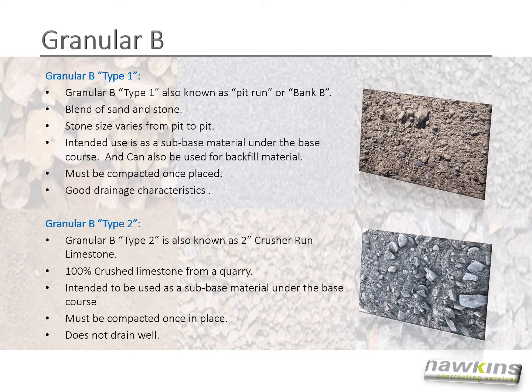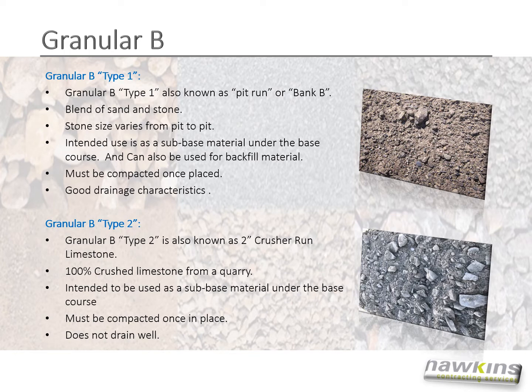Granular B. Granular B Type 1. Granular B Type 1, also known as pit run or bank B. It is a blend of sand and stone where stone size varies from pit to pit. Its intended use is as a sub-base material under the base course and can also be used for backfill material. Granular B Type 1 must be compacted once placed and has good drainage characteristics.